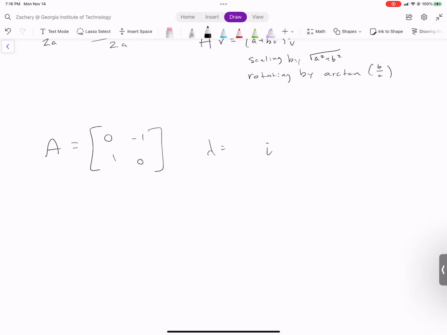Plus or minus i. Okay, because when we're graphing on real and imaginary axes, that's 90 degrees, right? Don't worry about it if it goes over your head, okay?